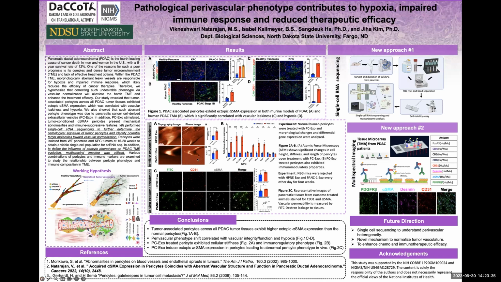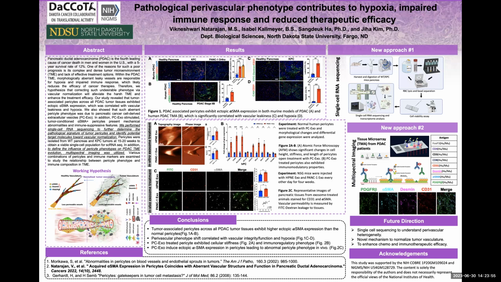And these phenotypes are actually not biomechanically suitable for normal pericyte functions. Normal pericytes usually wrap around the endothelial tube, and they contribute to stabilizing blood vessels. And also, there's a lot of molecular communication going on between endothelial cells and pericytes normally.